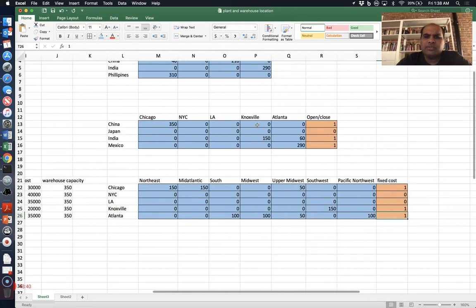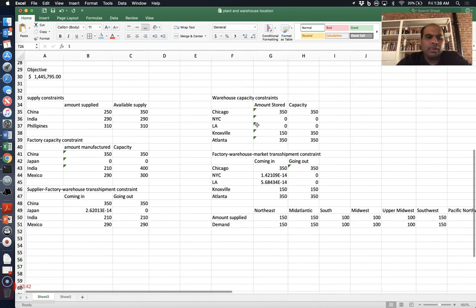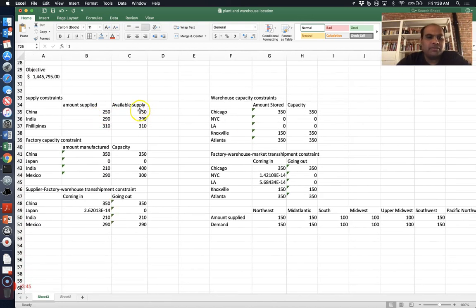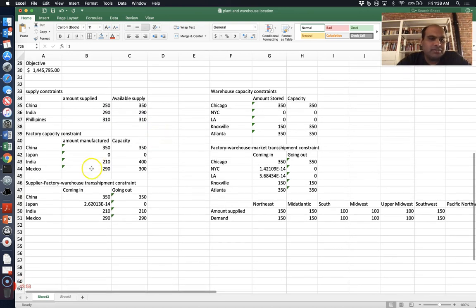Now, capacity wise, let's look at the capacity constraints. The Chinese plant has a capacity of 350 and we're using only 250 million units of that, while in the India and the Philippine supply locations, we're using up all the supply available. Now, let's go to the plants. We are not opening the Japanese plant; we are opening the Chinese plant, the Indian plant, and the Mexico plant. We are using all the capacity at the Chinese plant. We are using most of the capacity at the Mexico plant. We're just not using 10 million units, but at the Indian plant we are only using half the capacity.